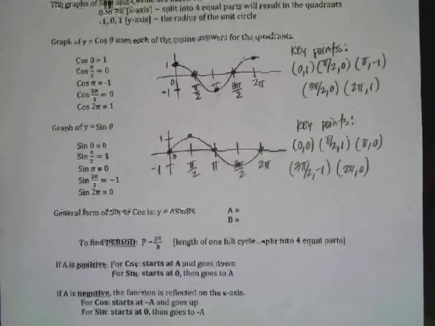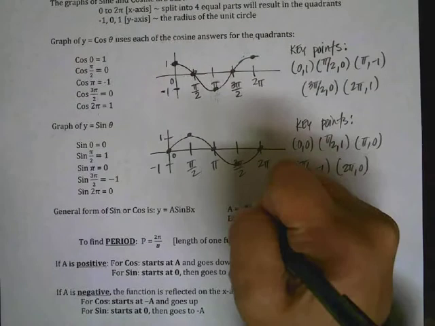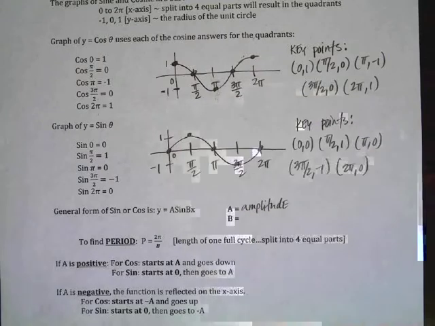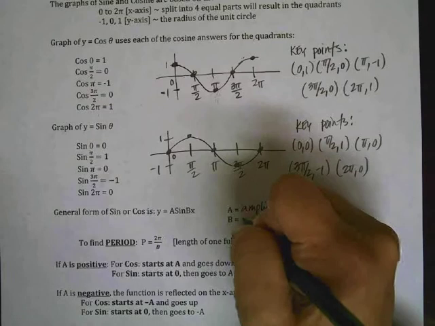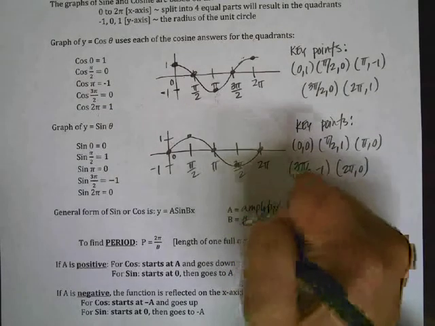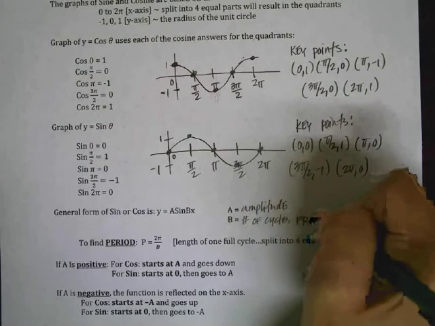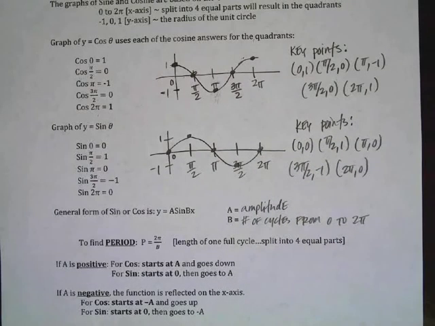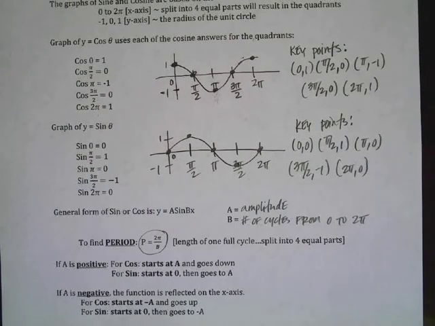The general form of sine or cosine has an A and a B value. The A tells you the amplitude, so how high and how low it goes across the x-axis, and your B is the number of cycles from 0 to 2 pi. So you're going to use your A and your B to find the period. The period is 2 pi over B, and that's what you're going to use to split up into your 4 equal parts.